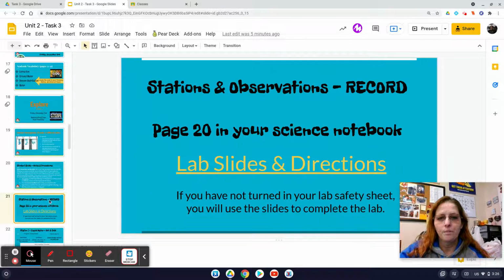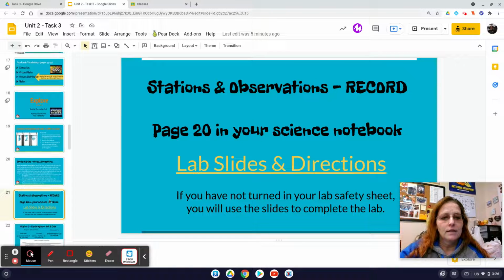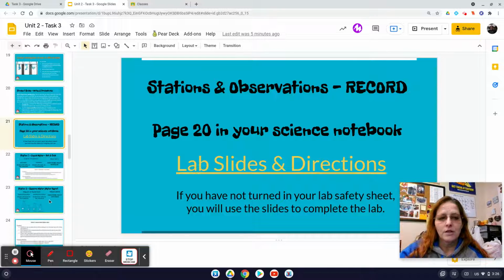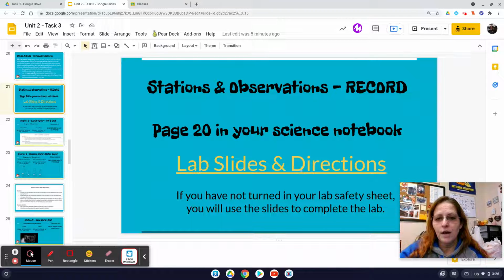All right, so this is in the slideshow. And I've actually created lab slides and directions. This is on page 20 in your notebook. If you did not turn in your lab safety sheet, you're going to use this slide. If you did and you still want to use the slides to help you through it, that's fine too. It's not a big deal, okay?